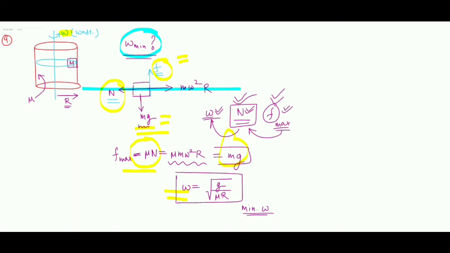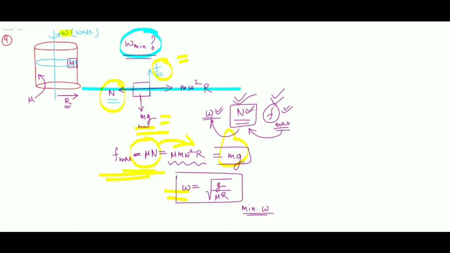Please understand, over here sometimes people get confused. If we are using maximum friction, then why are we getting minimum omega? It is because over here I have used the maximum friction, mu n, and equated it to m mu m omega square r. We are trying to balance the maximum value of friction with mg. This is the limiting case for balancing mg.